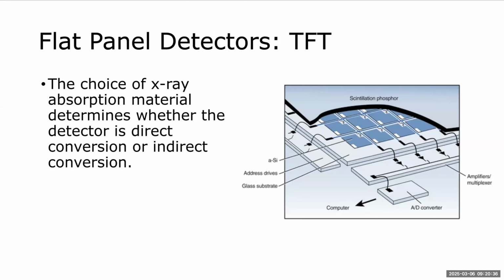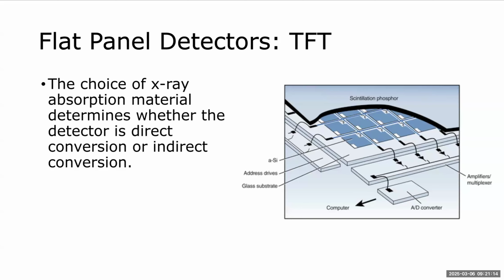So that was CR. Now flat panel detectors, which is generally what you're going to see being used out there. TFTs, thin film transistors, is pretty common technology. The choice of the absorption material determined whether that detector itself was considered direct conversion or indirect conversion. It's easy to get confused when we talk about direct radiology. We're just talking about the fact that there is no reader. Everything is processed within that detector itself.